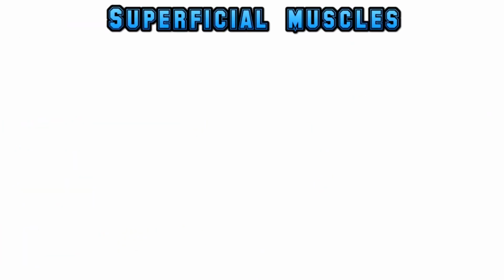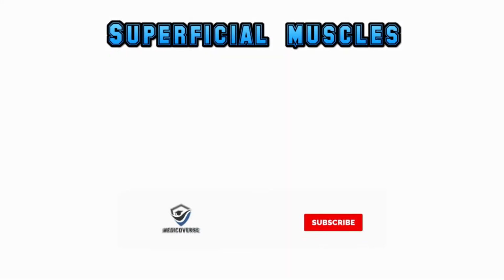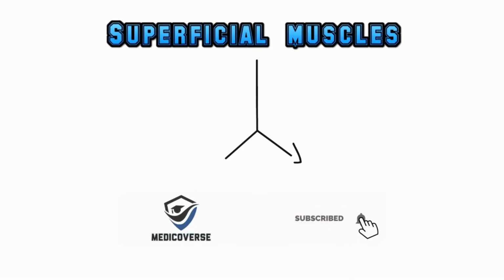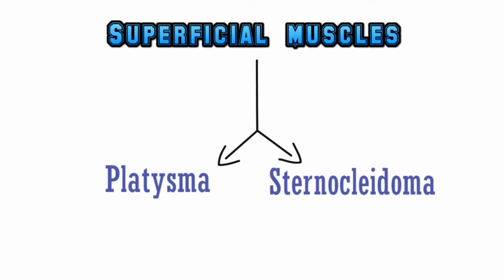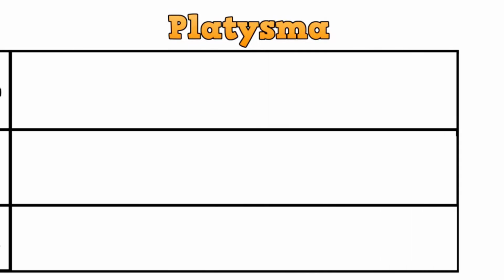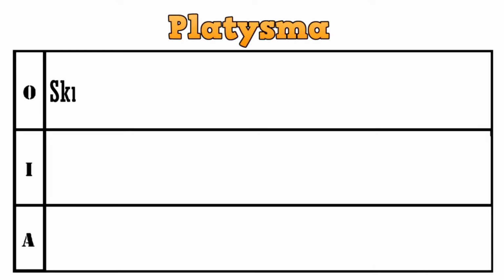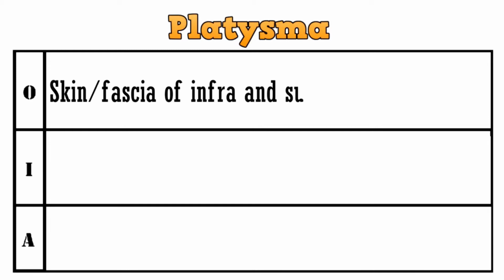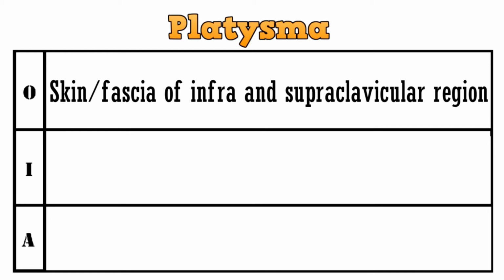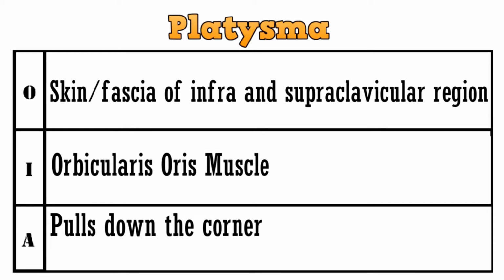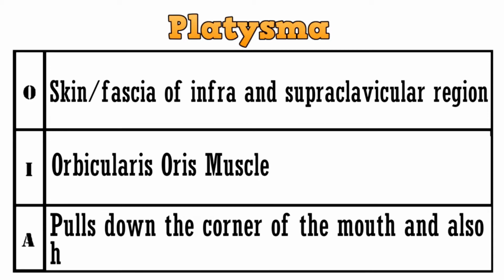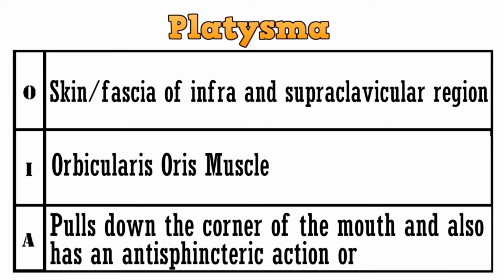First, we will discuss the superficial muscles. There are 2 muscles present in this group, that are the platysma and the sternocleidomastoid. Talking about the first muscle, that is the platysma. It originates from the skin or fascia of the infra and supraclavicular region and gets inserted in the orbicularis oris muscle. The action of the muscle is to pull down the corner of the mouth, and it also has an anti-sphincteric action on the neck.